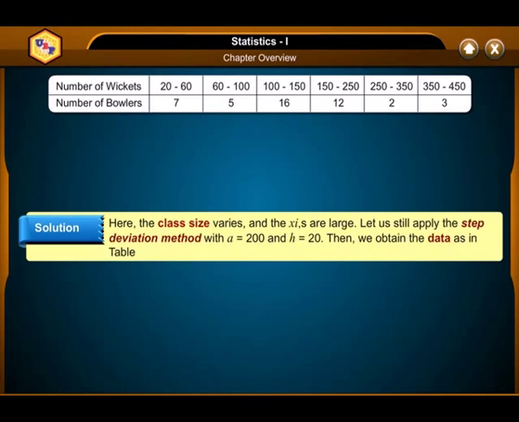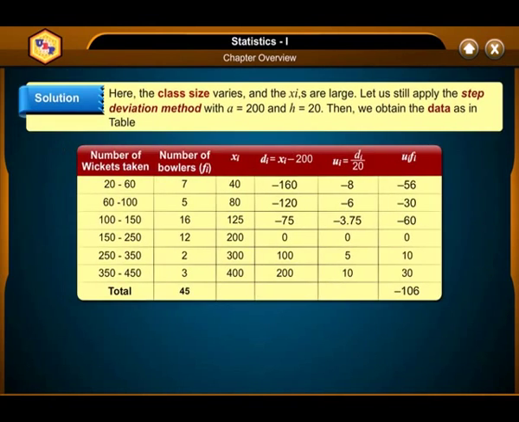Solution. Here, the class size varies and the xi's are large. Let us still apply the step deviation method with A equal to 200 and h equal to 20. Then we obtain the data as in the table: number of wickets taken, number of bowlers fi, xi, di equal to xi minus 200, ui equal to di upon 20, ui fi. 20 to 60, 7, 40, minus 160, minus 8, minus 56. 60 to 100, 5, 80, minus 120, minus 6, minus 30.